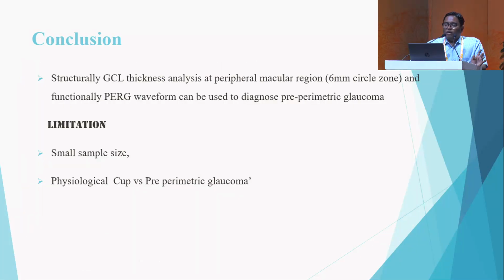So our conclusion is that structurally, GCL thickness analysis at the peripheral macular region, that is the 6 mm circle zone, and functionally, pattern ERG, can be used to diagnose pre-perimetry glaucoma.